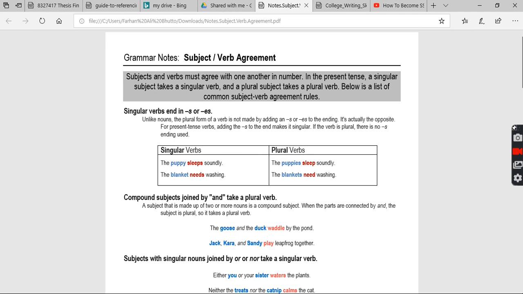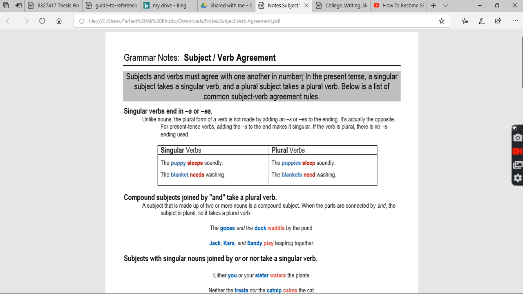So today we'll cover the first topic of this week, which is subject-verb agreement. Now, subjects and verbs must agree with one another in number. As a matter of fact, subjects and verbs must agree with one another both in number and in person.